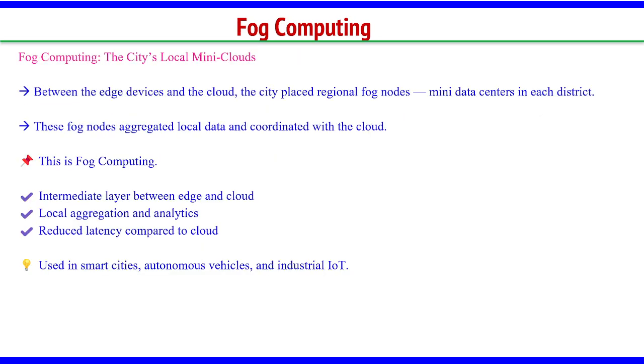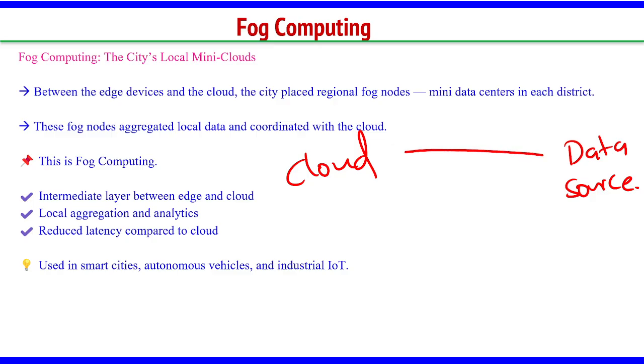Okay, and the final one is fog computing. What is this fog computing? Same problem. See, the data generation source is here, and the cloud is here. Data is generated here, and you are bringing data to the cloud and doing the processing. This could be challenging. It is okay, it will come fast only.